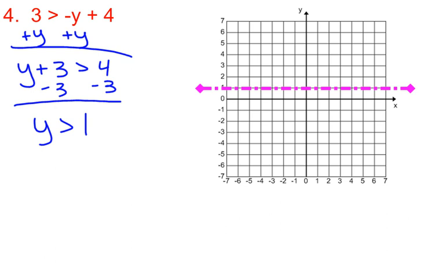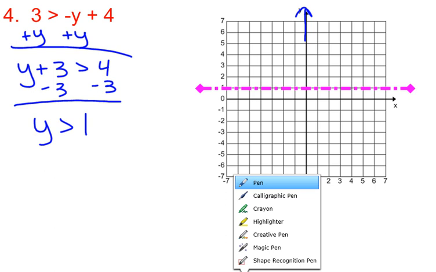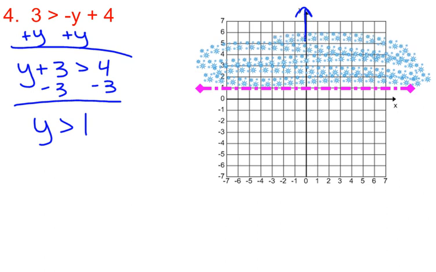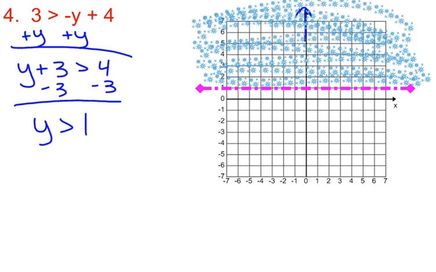And then to decide where I'm shading, it says y is greater than 1. So I'm going upwards there. So I'd shade above my line in this case. So anywhere up here. And those are all of my solutions. And that's it. There's your 4 example problems.